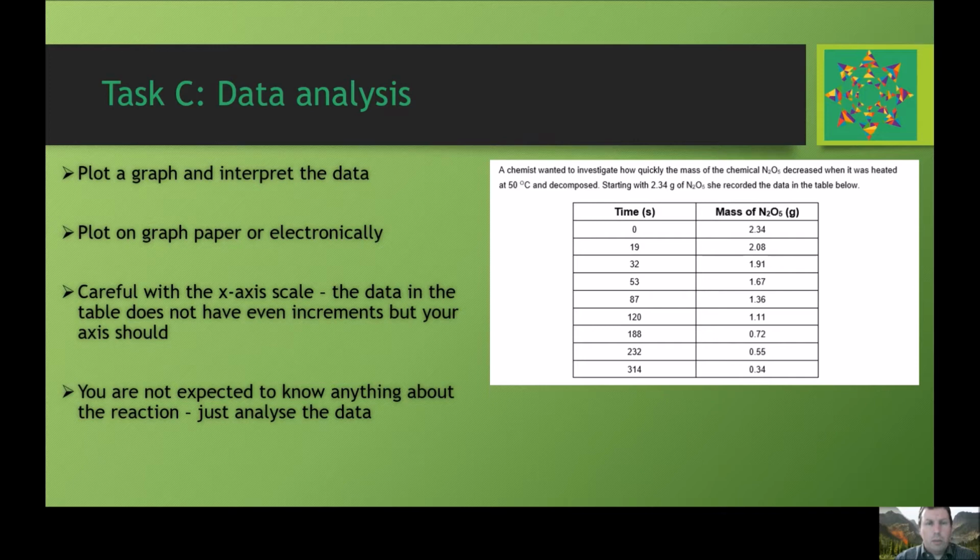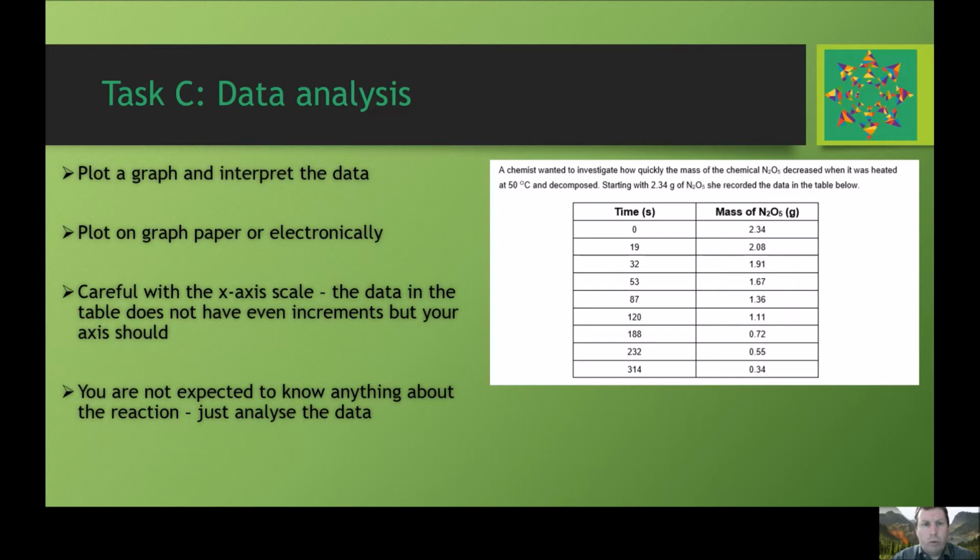That's task B. Task C is data analysis, and here we want you to plot a graph and interpret the data and see what it tells you. And the data is shown there in the table. It's for the decomposition of dinitrogen pentoxide, and so we've got the time that the reaction has been happening for and the mass of dinitrogen pentoxide that remains.